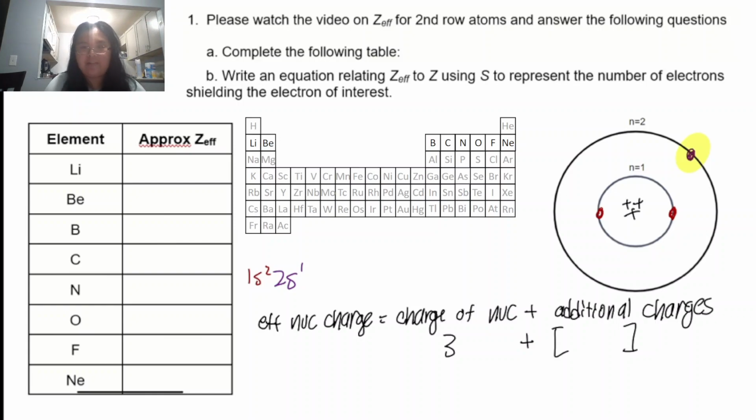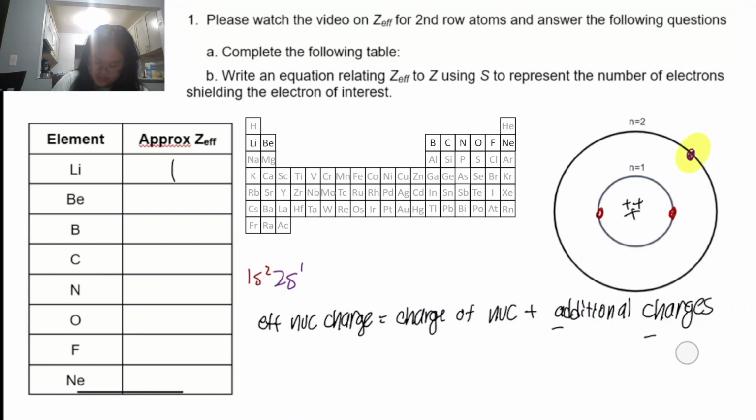If you remember from Gauss's law, charges that are closer to the nucleus than the external charge can be treated like they're in the nucleus. So we can treat these 2 electrons like they're in the nucleus, and since each electron has a -1 charge, we are adding a -2 charge to the nucleus. Once we've accounted for all of the electrons, then we can calculate Z effective, which in this case would be 1.